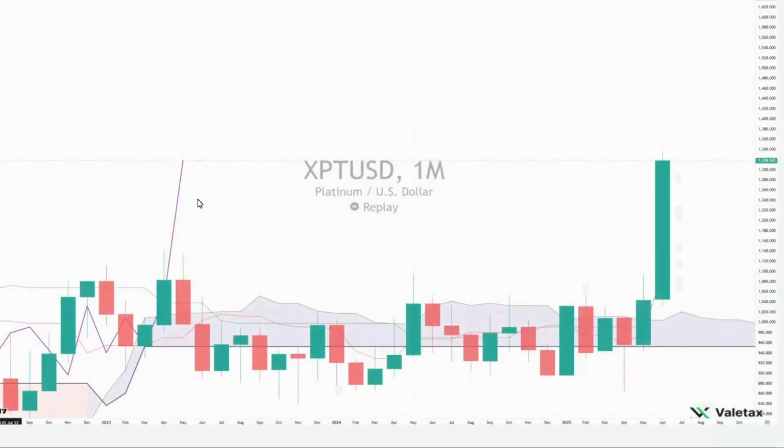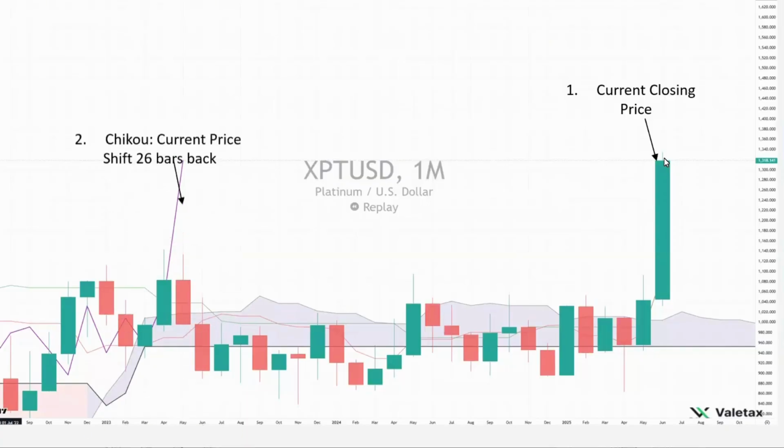This here is platinum on the monthly chart. We're going to label this and step you through a couple of charts so it's very clear. So here is the current bar. Always look at the current bar, which is the furthest bar to the right, and then find the closing price for this bar. Since this is a green bar, the closing price is at the top of this rectangle, right there. So that's the current closing price.